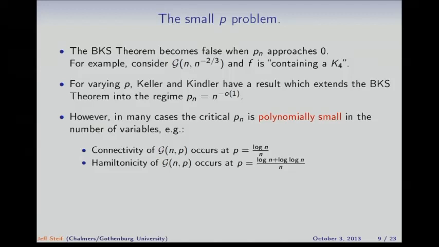Another one is the giant component. If you take p to be c over n, something interesting happens when c is 1, and you suddenly get this giant component. And we'll come back to something that occurs there.